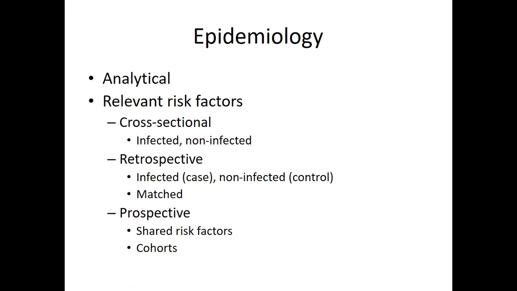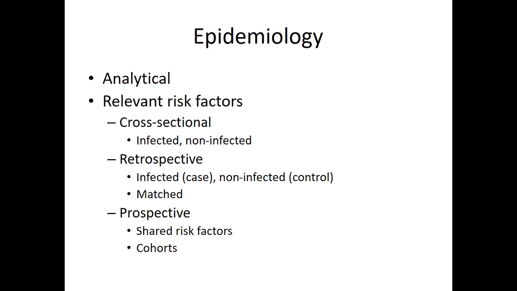So for analytical, we now take those risk factors that we identified in the descriptive study, and we start to try to narrow it down. Find out, hey, some of them maybe we thought were risk factors, weren't, and maybe some of them are just more important than others. So for the analytical study, we're narrowing down those risk factors even more. So it's relevant risk factors. And you can do this in three ways.